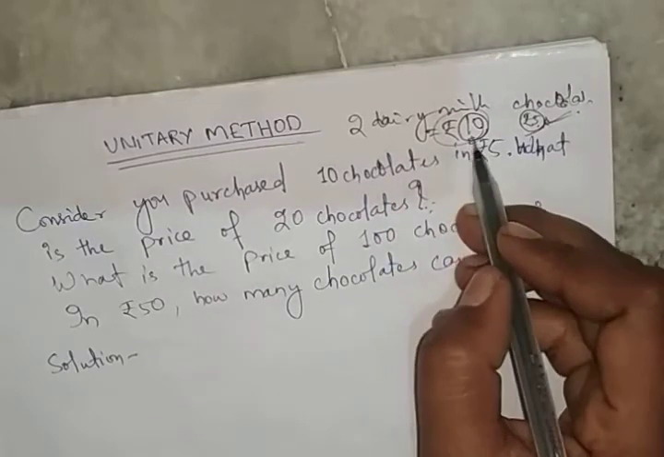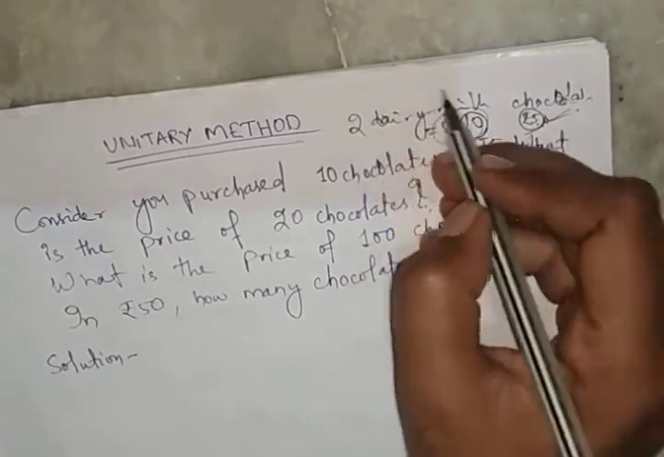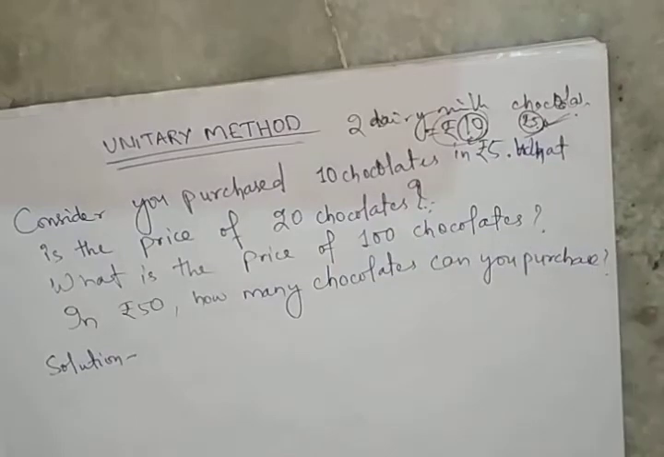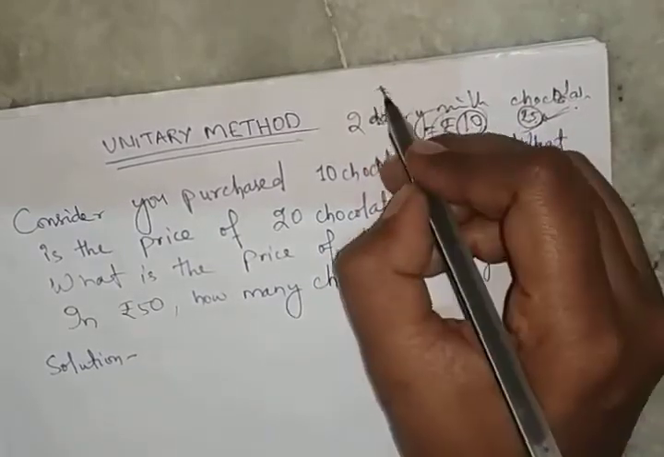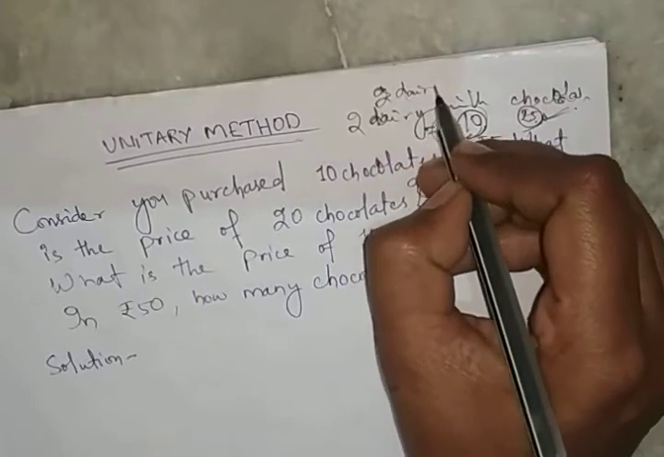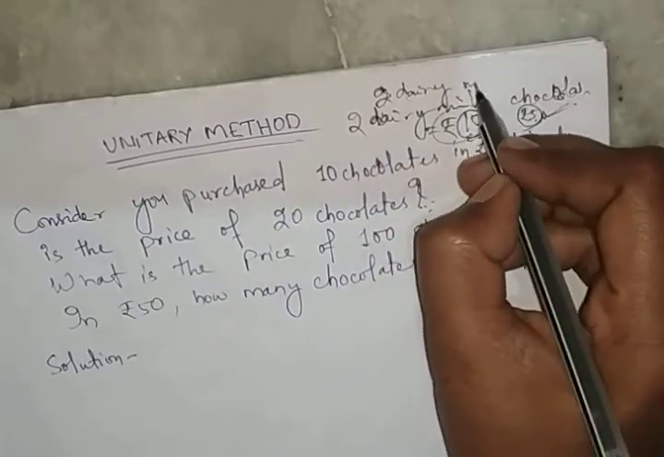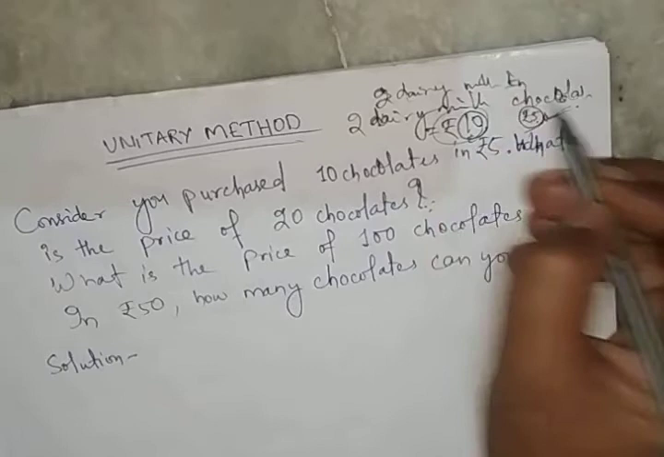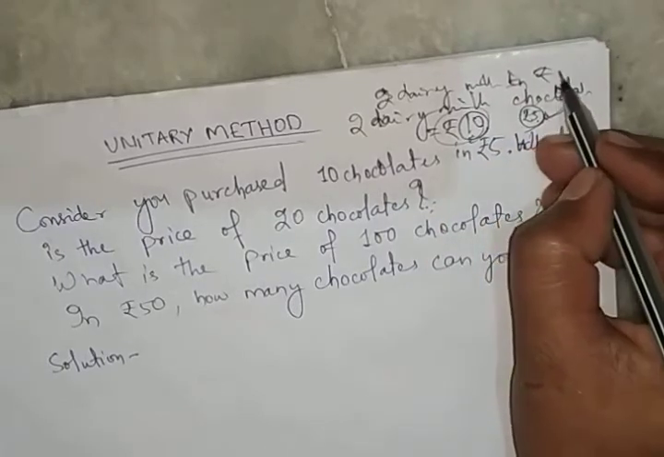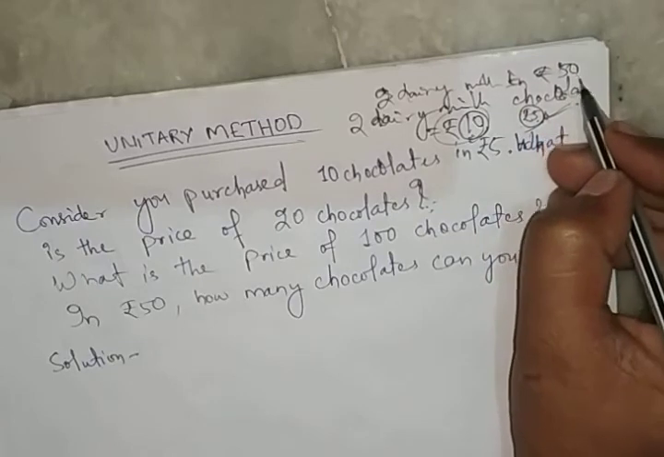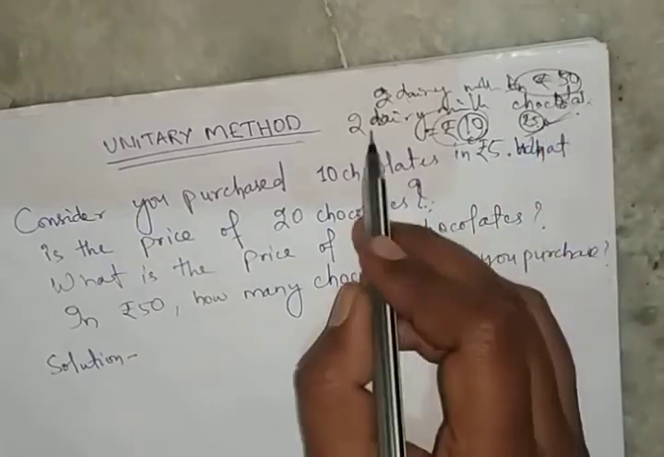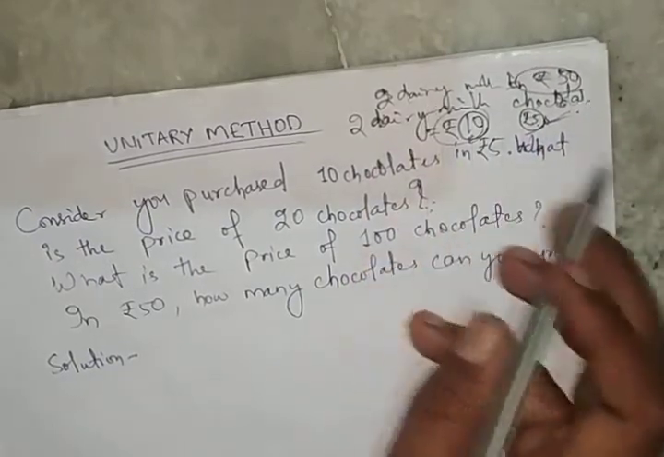5 plus 5 equals 10. If you are purchasing 2 Dairy Milk chocolates for 50 rupees, then each Dairy Milk chocolate is how much? 25 rupees.